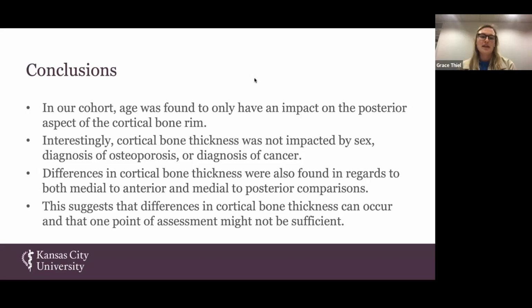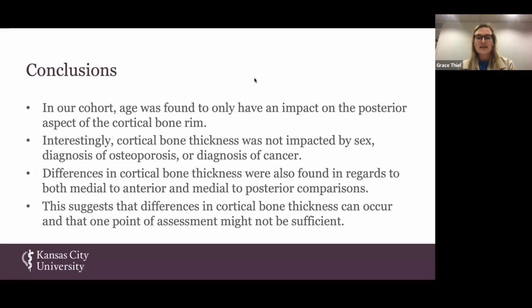Differences in cortical bone thickness were also found in regards to both the medial to anterior and medial to posterior comparisons. So my takeaway from this is that multiple locations need to be assessed when you're assessing the cortical bone thickness when deciding what implant device should be used for that patient.